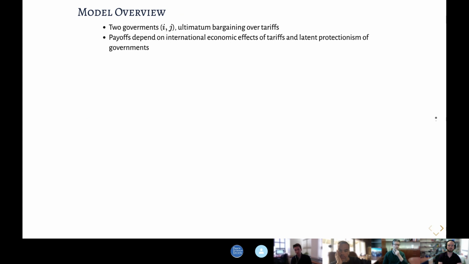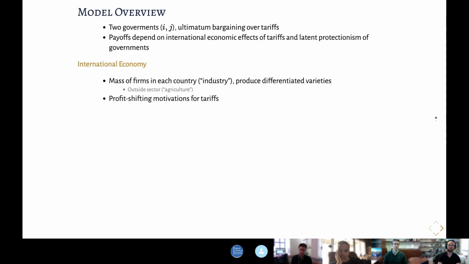Okay, so what does this model look like in more detail? We have two governments that are going to be bargaining over a pair of tariffs, one that I'm going to adopt and one that a foreign government's going to adopt. And their payoffs are going to depend on the international economic effects of these tariffs. The economy is going to have a mass of firms producing differentiated products, and consumers are going to want to have cheap access to as many varieties of products as they possibly can. So you can think of these as Toyotas and Fords. American consumers, in principle, would like to consume Toyotas, and some want to consume Fords given the same prices. But Ford would like to keep Toyota out of the domestic market, and vice versa for Toyota in Japan.